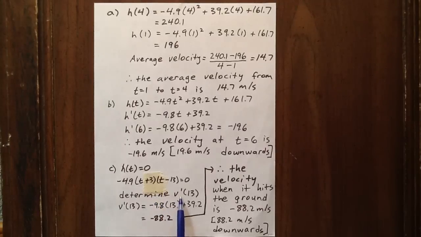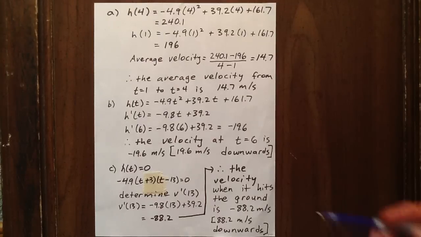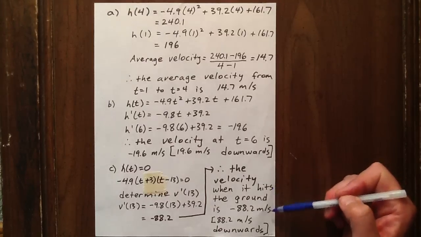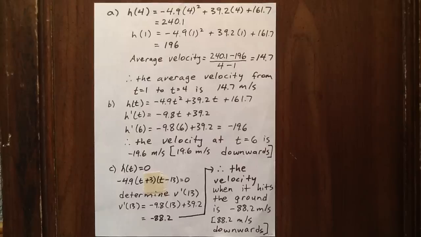So we want to determine the value of h prime at 13. h prime at 13 equals negative 88.2. So the velocity when the projectile hits the ground is negative 88.2 meters per second, or in other words, 88.2 meters per second downwards.